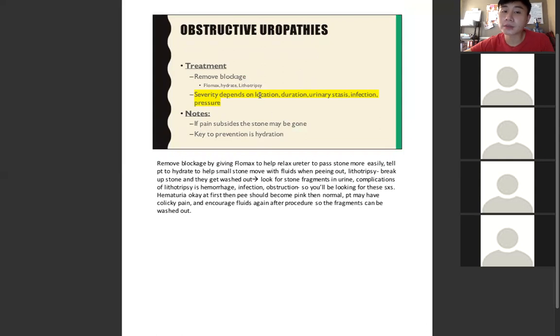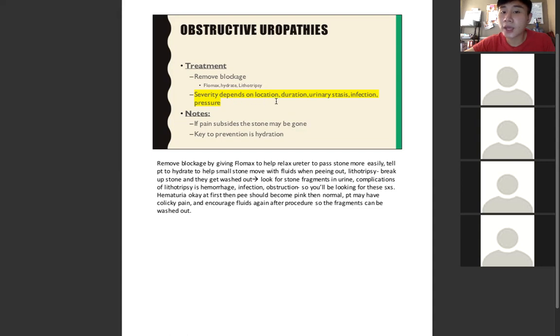The treatment: because it's a blockage, we have to remove the blockage, and we can give them Flomax, hydrate, lithotripsy. Remember, lithotripsy is important to remember because it helps to break up the stone, and Flomax helps with the patient, especially who has BPH, which is benign prostatic hyperplasia.